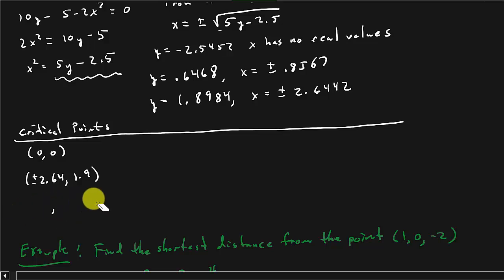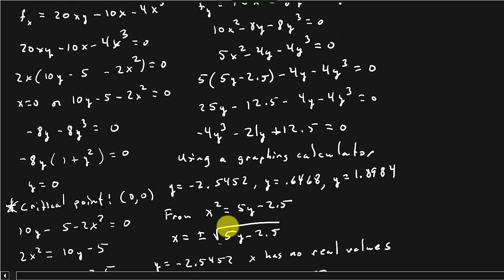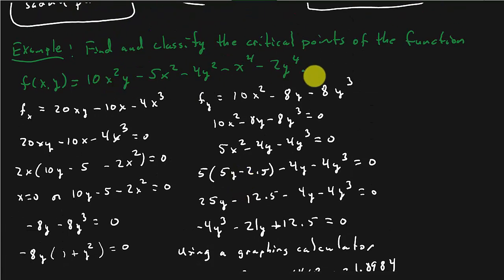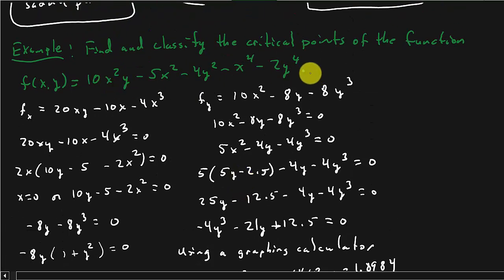And, well, let me write plus or minus. We've got plus or minus 0.86, and the y value was 0.64, well, 0.65 when we round it to 2 decimal places. And in this case, if we take each one of these points, you take each one of these points and we plug them back into the original equation.